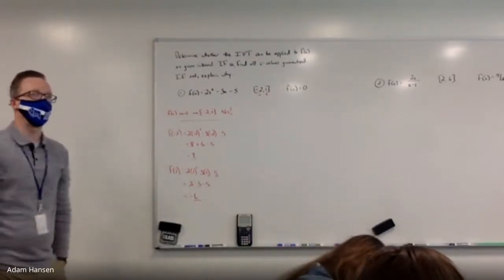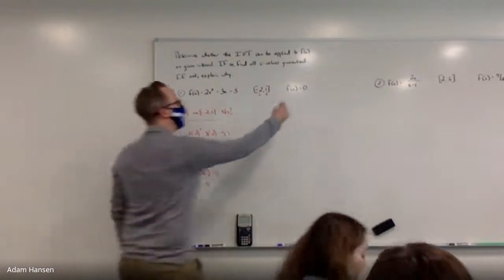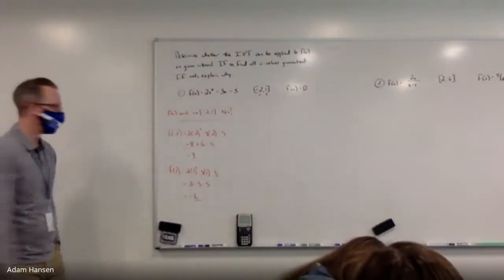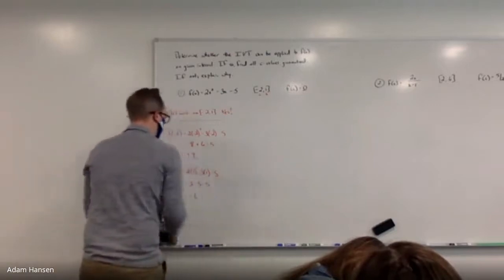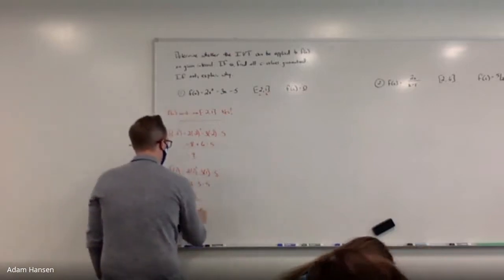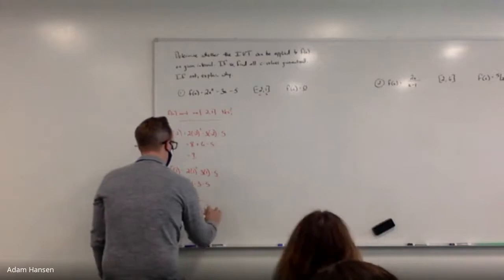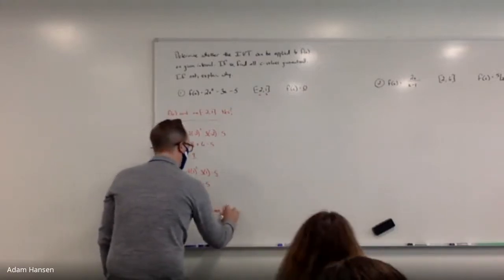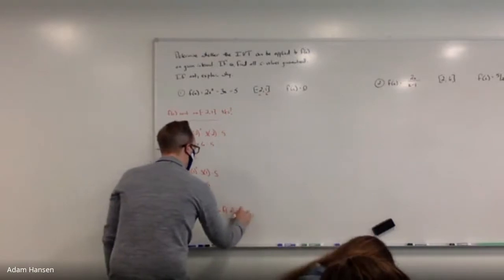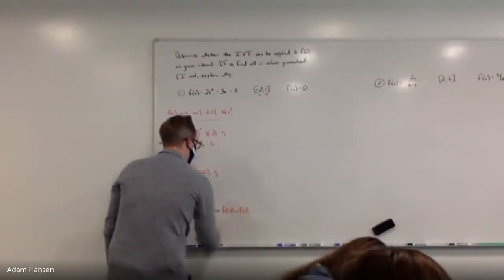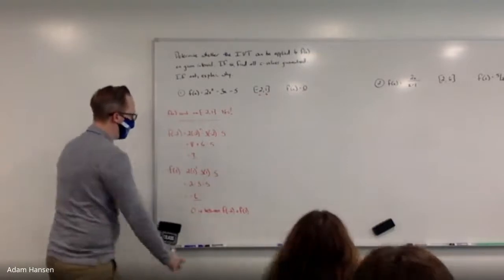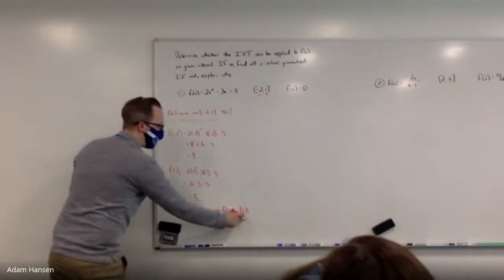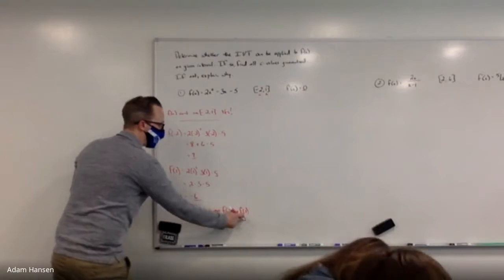Is 1 between 9 and -6? I'm sorry, is 0 between -6 and 9? Yes. So 0 is between f of -2 and f of 1. F of -2 was +9. F of 1 was -6.